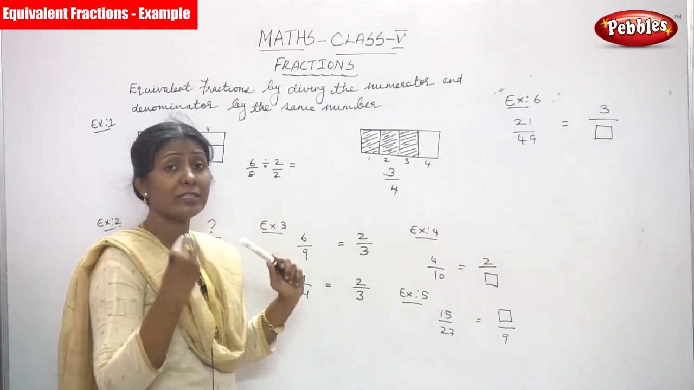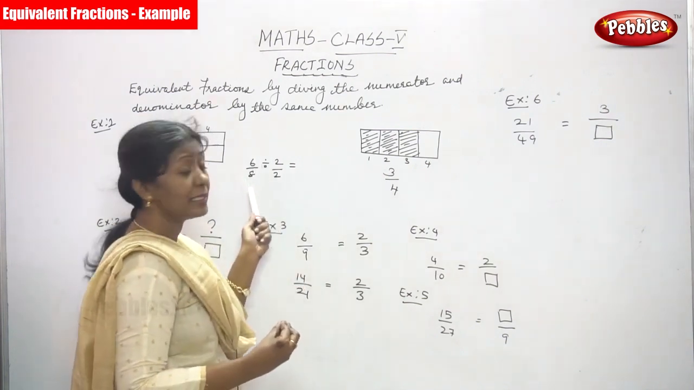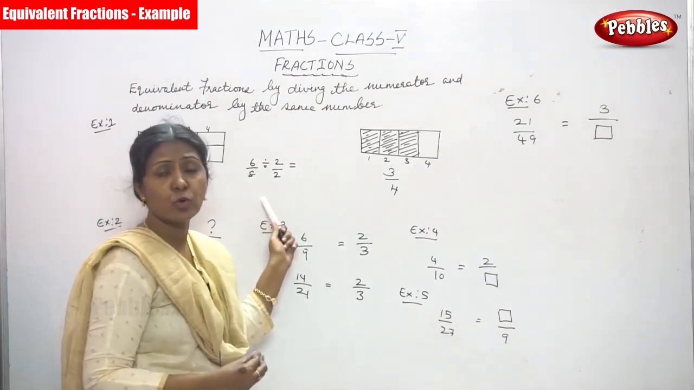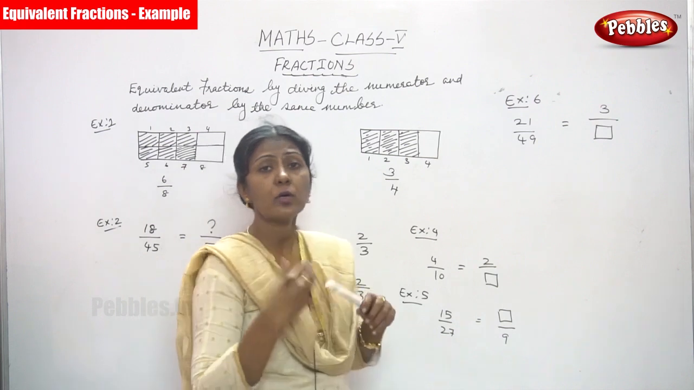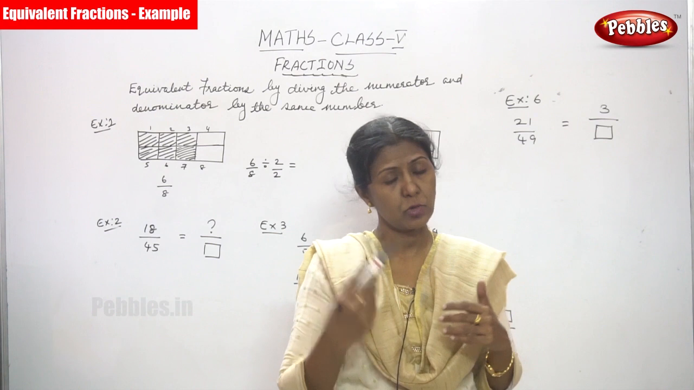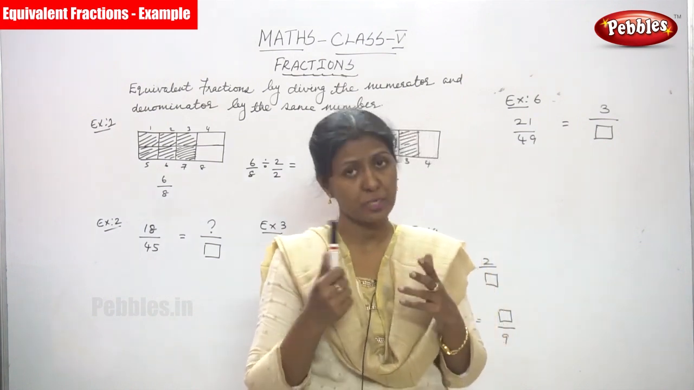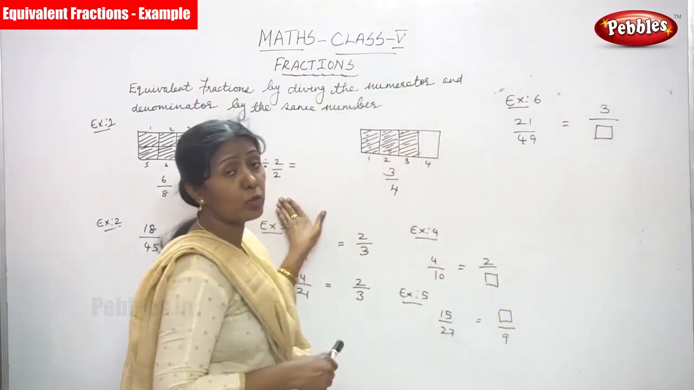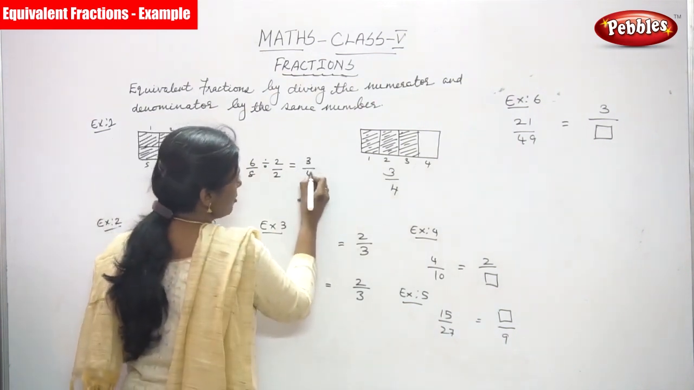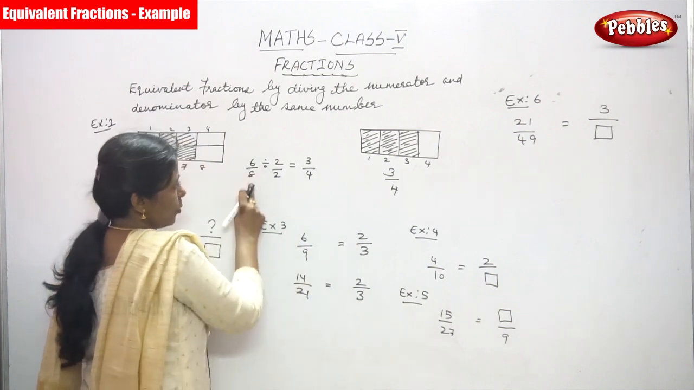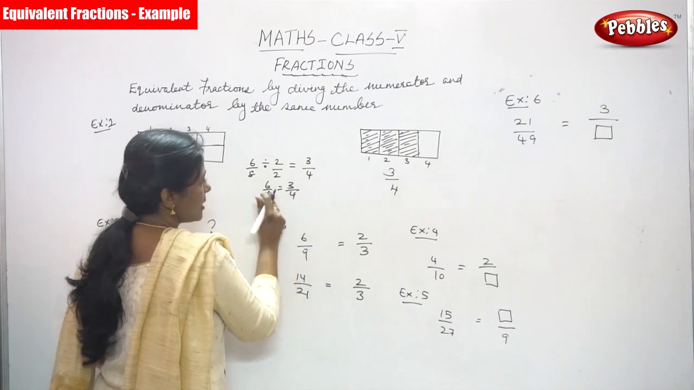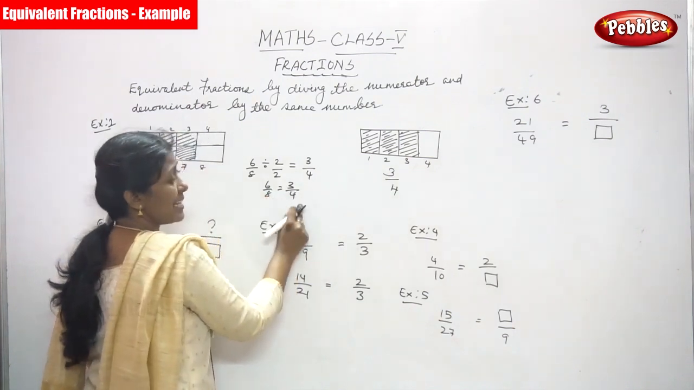Now I am going to divide the numerator and the denominator by this number. 6 is the numerator and 8 is the denominator. You are going to divide the numerator and the denominator by 2. So 6 divided by 2 you get 3, and 8 divided by 2 you get 4. So this is the equivalent fraction. 6 by 8 is equal to 3 by 4.